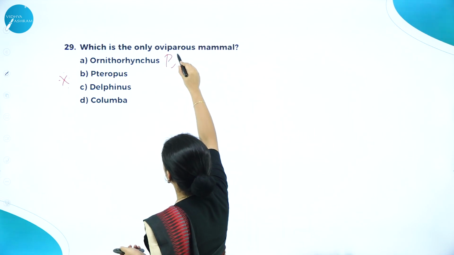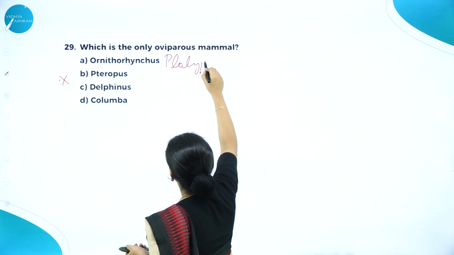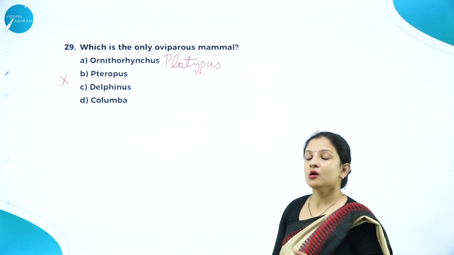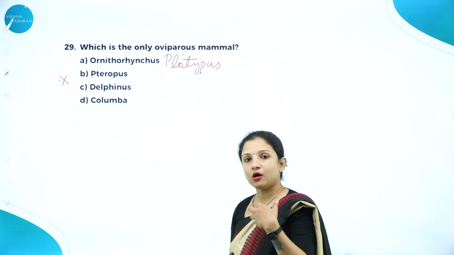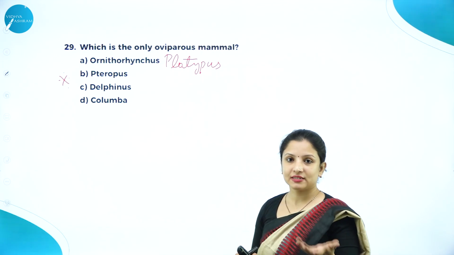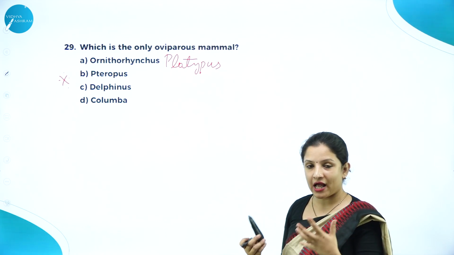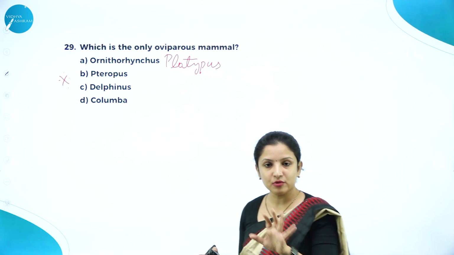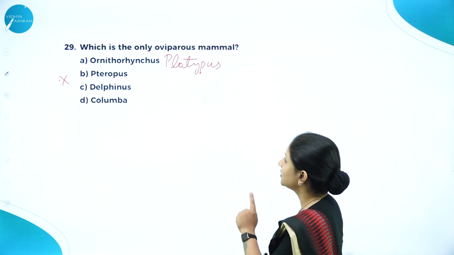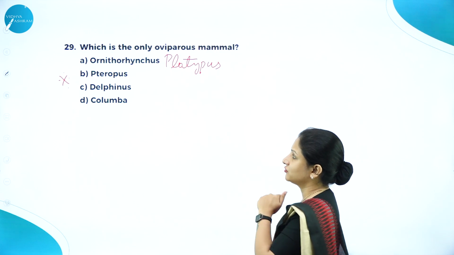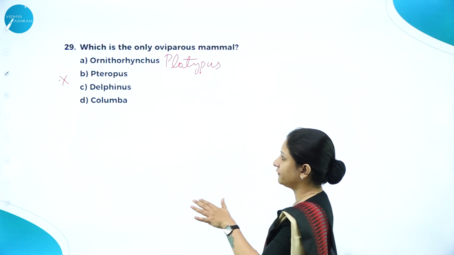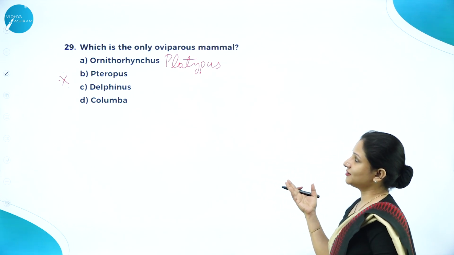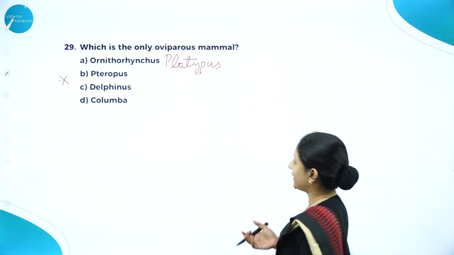Ornithorhynchus is nothing but the platypus. The common name for this is platypus. So the platypus is an egg-laying mammal. Once the egg hatches, the young ones come out and they feed on the mother's milk, because the mother platypus will have mammary glands. So that is why, though they are egg-laying, they are put under mammals, because they have the mammary gland. It is Ornithorhynchus. It is not Petropus, it is not a dolphin, nor is it the pigeon. It is the Ornithorhynchus, which is commonly called the platypus.